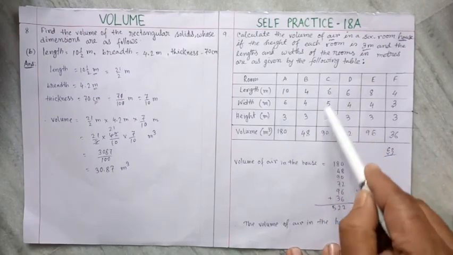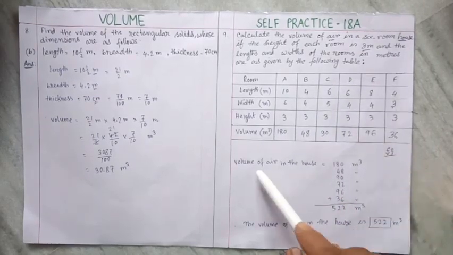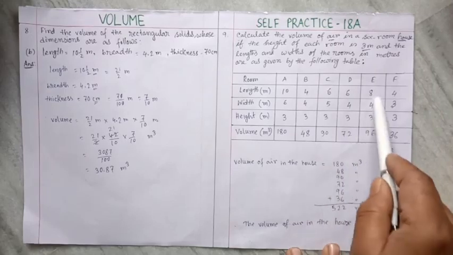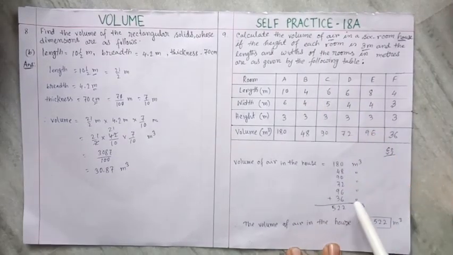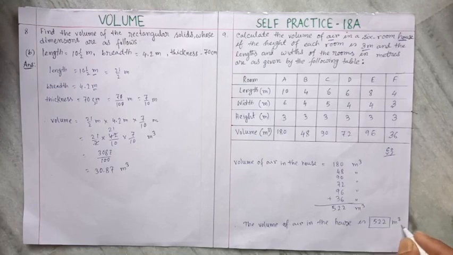Here room A, room B, room C, room D, room E, room F. So for the volume of the air in the house, that means of these total 6 rooms, just do this addition. So it will be 522. Write the answer statement. Therefore the volume of the air in the house is 522 meter cube. I hope you have understood it properly. So first find the volume of each room, then do the addition, then you will get the volume of air in the house.